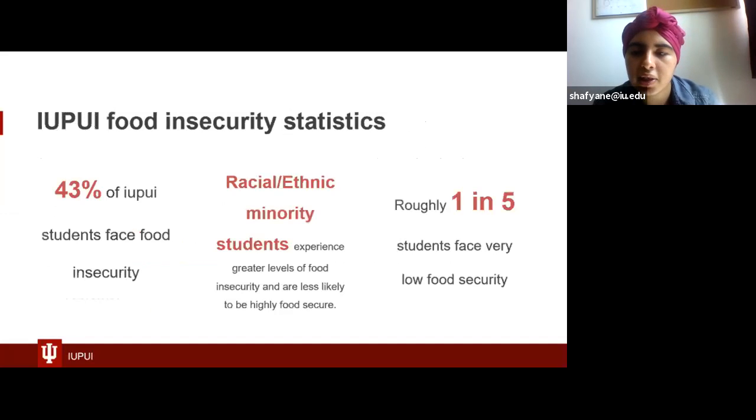Here's some more statistics on how food insecurity relates in the scope of IUPUI. 43% of IUPUI students faces food insecurity. Racial and ethnic minority students experience greater levels of food insecurity, and they're less likely to be highly food secure. And roughly 1 in 5 students faces very low food security.